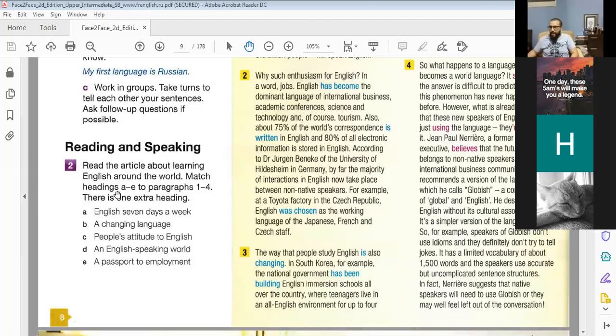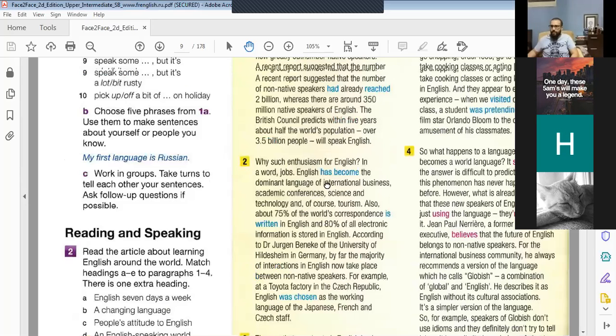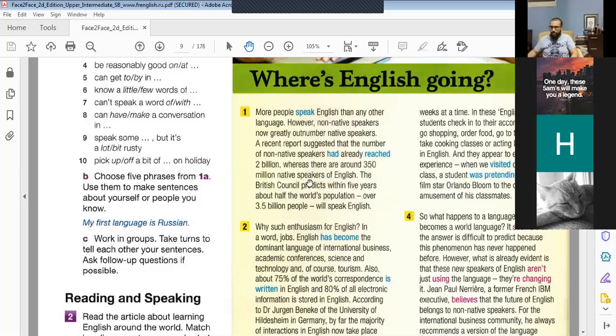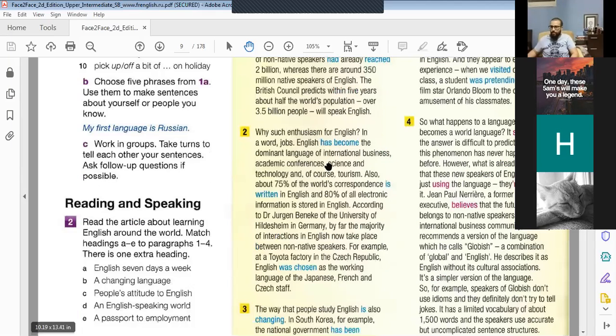Okay, let's see your answers now. Remember, we have one extra heading that we don't need. It's a decoy, it's a trick, we don't want it, and we want to use the other four. So for paragraph 1, which heading do you think is the most suitable?